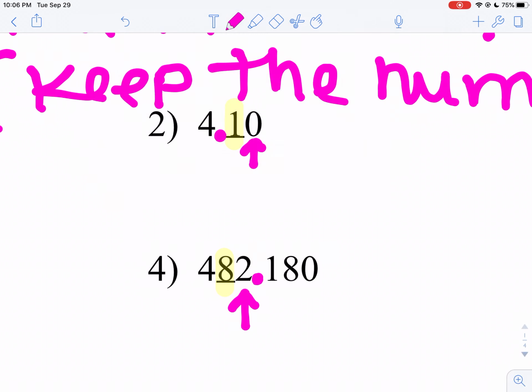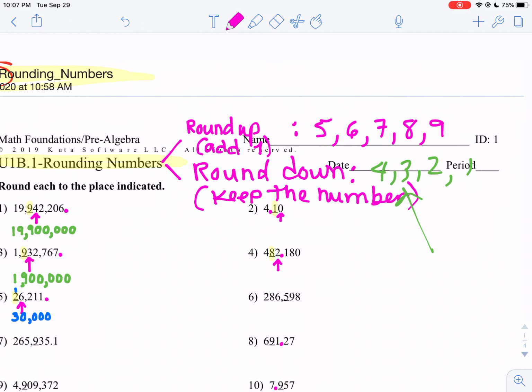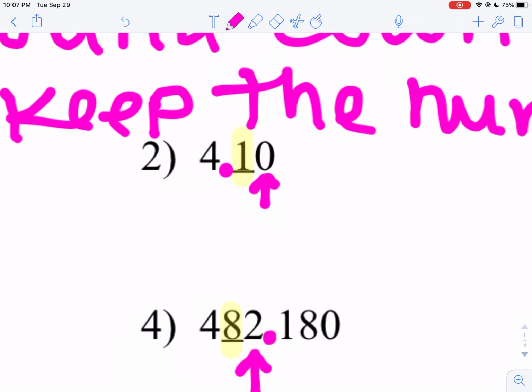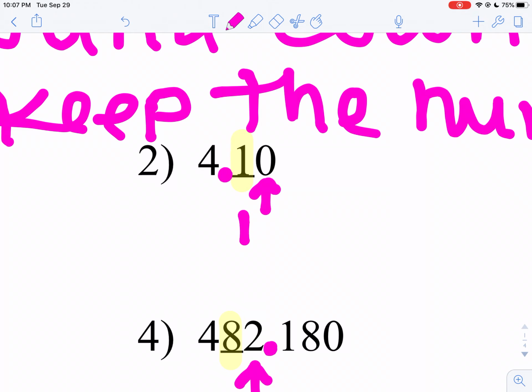All right, number 2. So the underlying number is a 1. We look at the right, and it's a 0. And so you look at your rules. Oop, I forgot to include the 0 here. Okay, so if you have a 0, that's part of keeping the number. Okay, so you round down. So if you round down, you keep the 1. Okay. And you put your decimal point down. Okay, so before the 1, you have a 4, you have the decimal point, and then you have a 1, and you stop right where that 1 is. Okay, so you don't have to add the zeros. Okay, you only add if it's before the decimal point. If it's after, you just stop where the underlined number is.